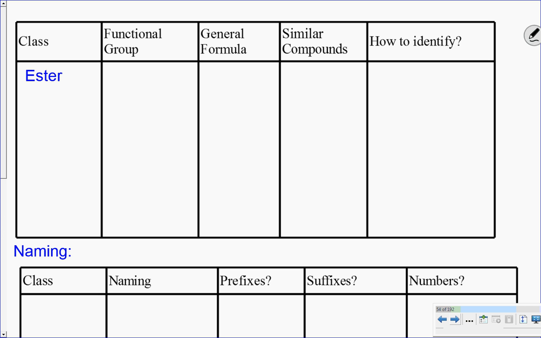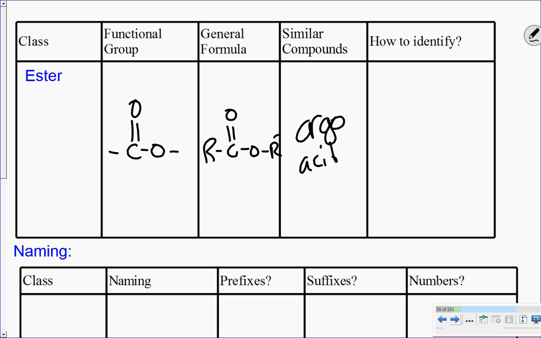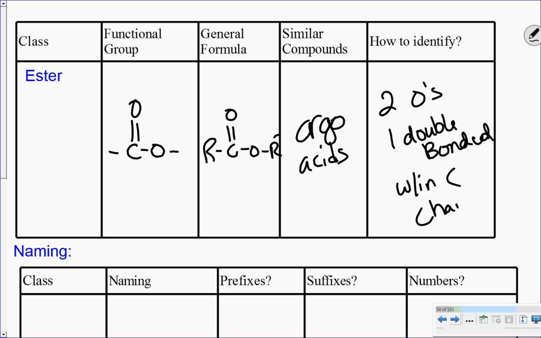Esters are extremely similar. In an ester molecule, we still have 2 oxygens, and one of them is double bonded. So our ester functional group looks like this. The difference between this and an organic acid is we are going to have carbon chains on either side that can have the same or different numbers of carbons in them. So these are very similar to the organic acids, and we identify them by looking for 2 O's. One of those will be double bonded, and this is within the carbon chain.